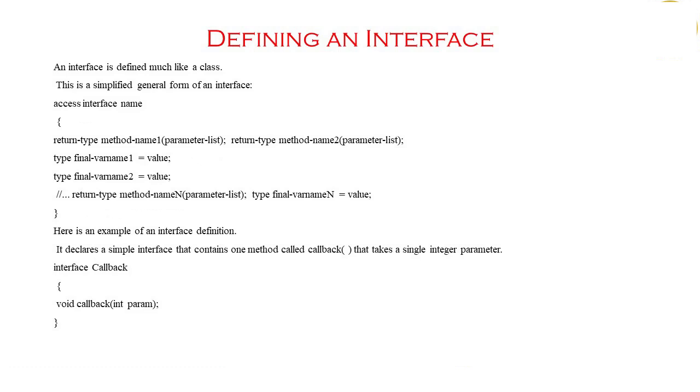Defining an interface with general syntax. An interface is defined much like a class. This is a simplified general form, and here is an example for it. Implementing interfaces. Once an interface has been defined, one or more classes can implement that interface. To implement an interface, include the implements clause in the class definition and then create the methods required by the interface. The general form has been given. An example of it has been given for your reference.